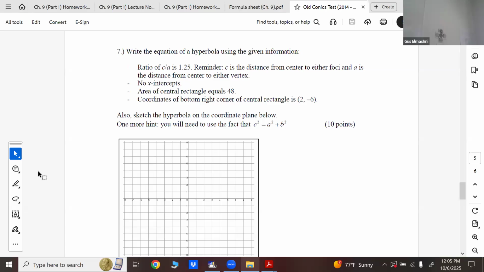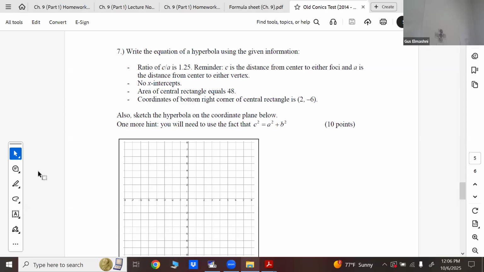Yeah. So I asked you to write the equation of a hyperbola. The C over A ratio. So C is the distance from the center to the focus. A is the distance from the center to the vertex. The ratio is 1.25, meaning you can do 5 and 4 if you wanted to. C can be 5, A can be 4, I suppose. No x-intercepts. So if no x-intercepts, then guaranteed this is opening vertically, not horizontally. Good, yeah. So opening horizontally, you'd have to touch at least twice, right?